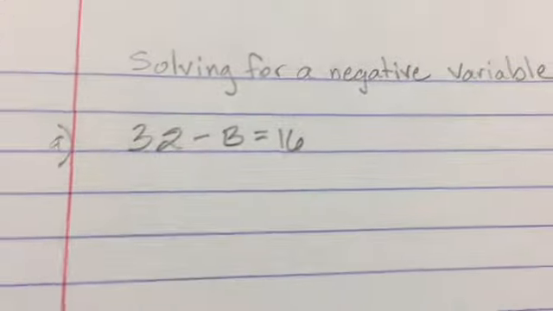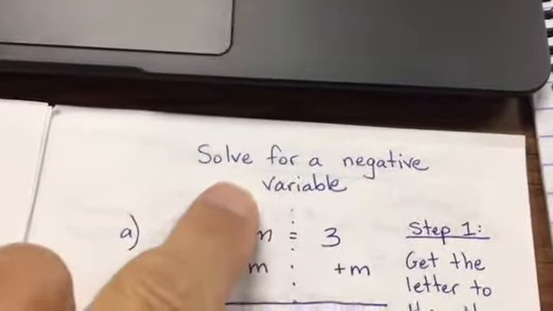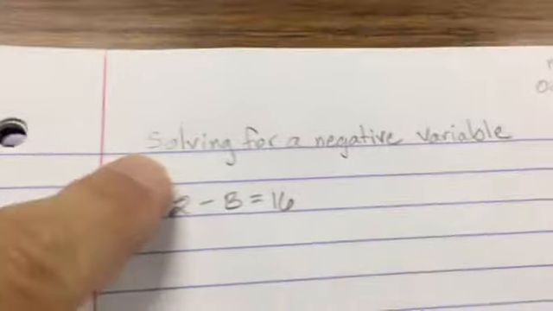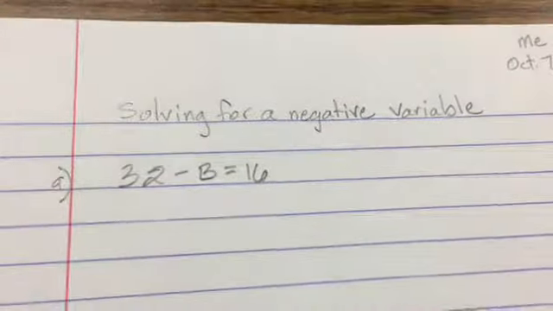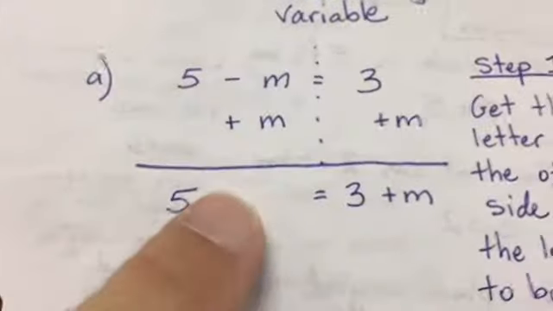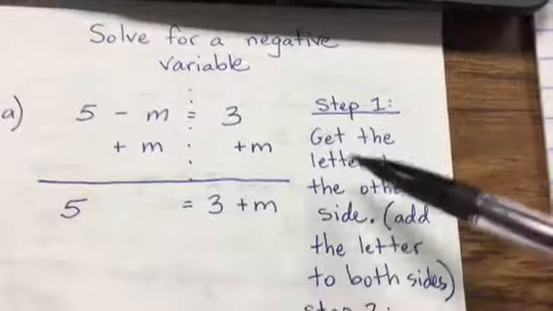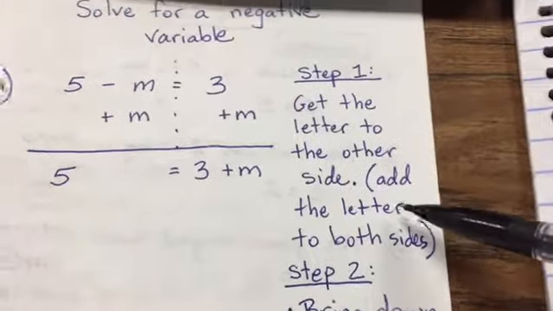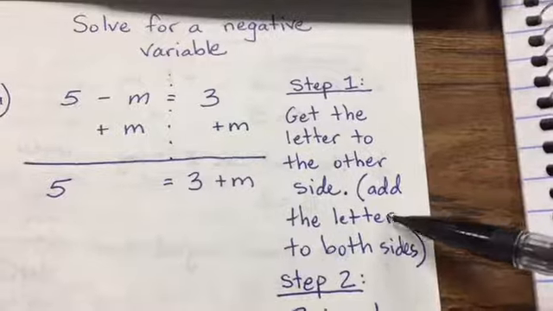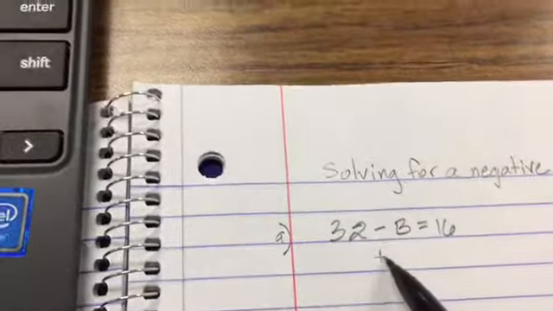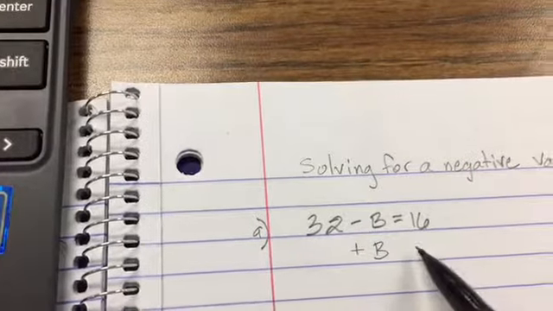So after you copy the first problem, go back to your brain book, matching up the topic, solve for a negative variable, to the topic on your paper, solve for a negative variable. Then look at the example and read the steps and see if you can figure out how to solve this problem. In this case, step 1 is to get the letter to the other side by adding the letter to both sides. So if I go here, I can see that I need to add the letter to both sides.